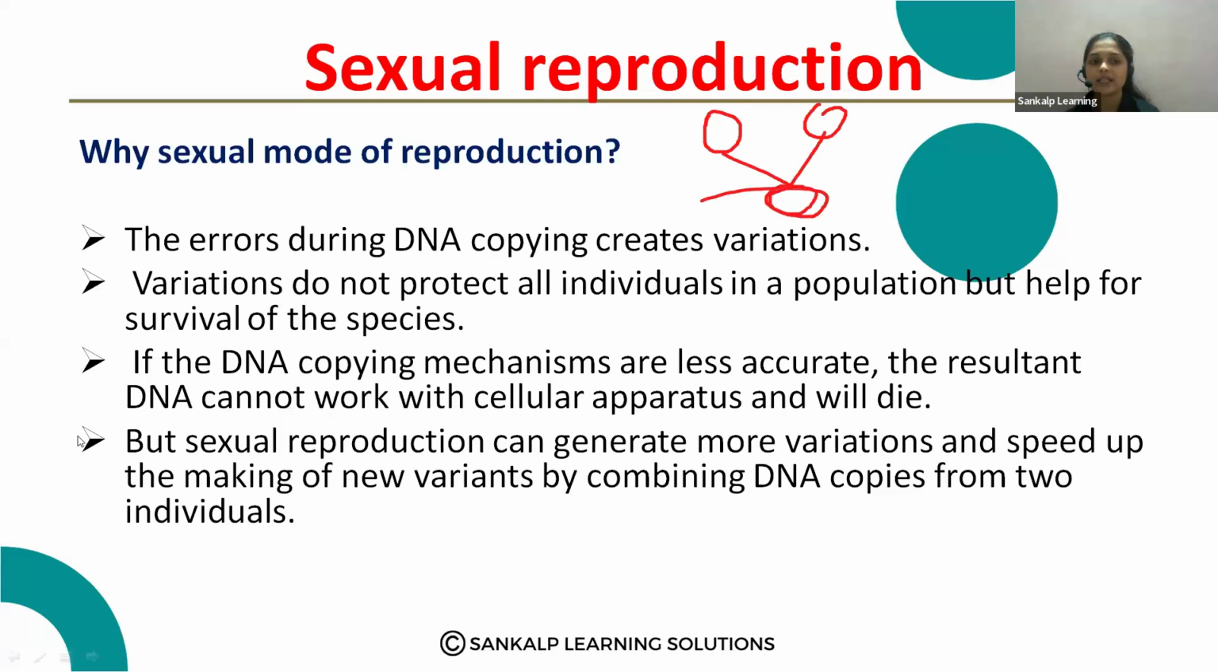Okay, but what is asexual reproduction? A single parent is involved that is able to give rise to the new organism. A single parent in asexual, and two parents in sexual reproduction. But why a sexual mode of reproduction? You know that the errors during DNA copying create the variation. Just imagine this is the parent in asexual reproduction. During the production of the new organisms, there is a production of a new copy of the DNA, right?